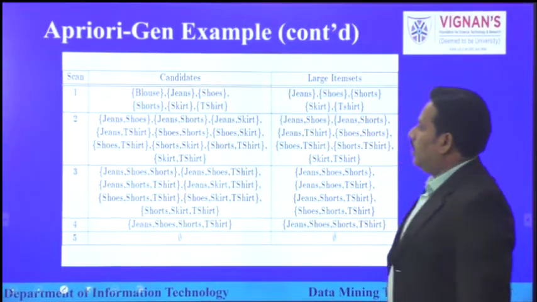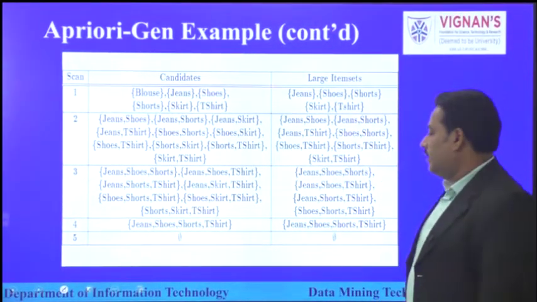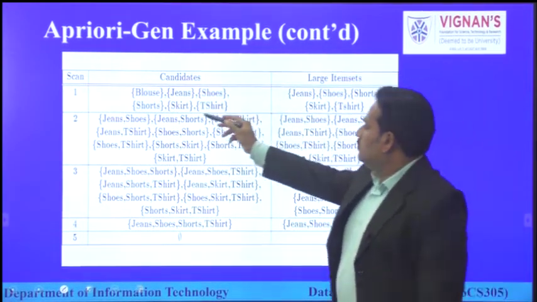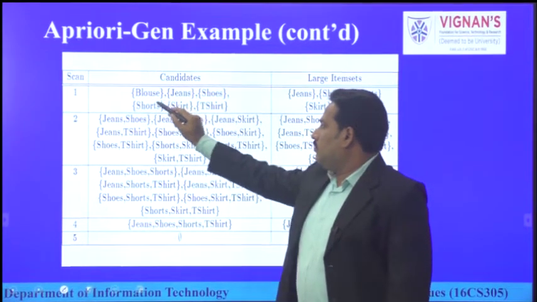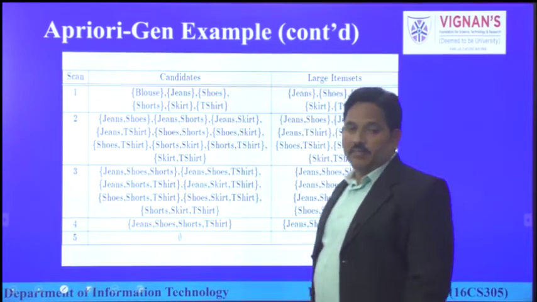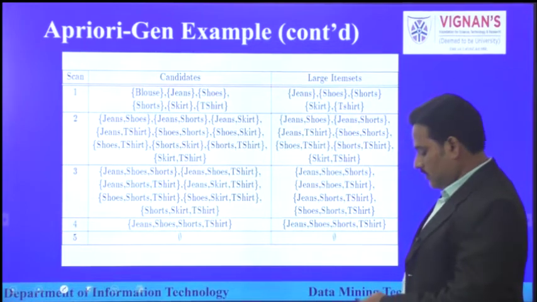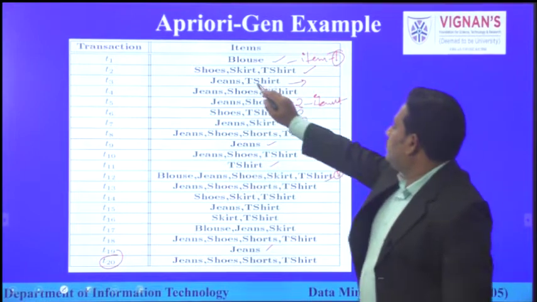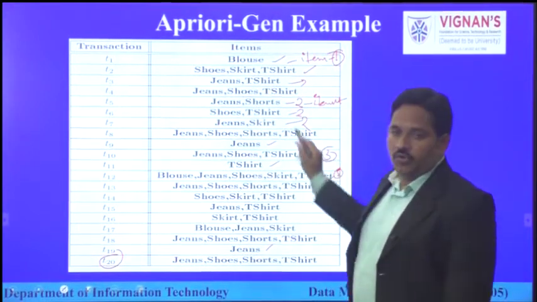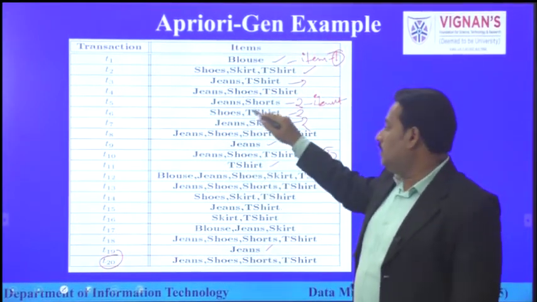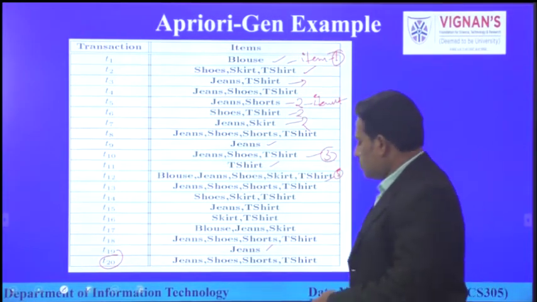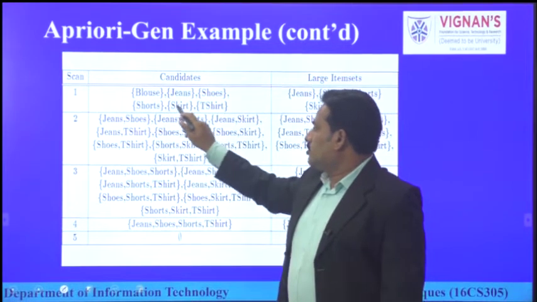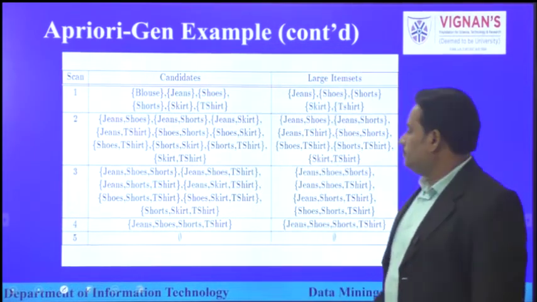Now look here. After scanning all those 20 transactions in the previous slide, we found there are 6 one item sets. That means there are 6 unique values in the given transactions. Just observe again: there are only 6 unique items available in these 20 transactions. Those 6 unique values are blouse, jeans, shoes, shorts, skirt and t-shirt.